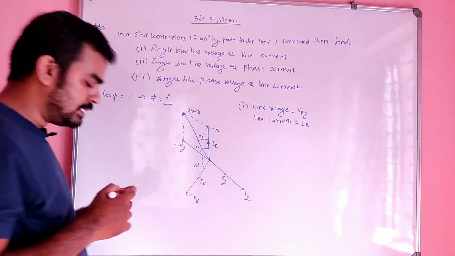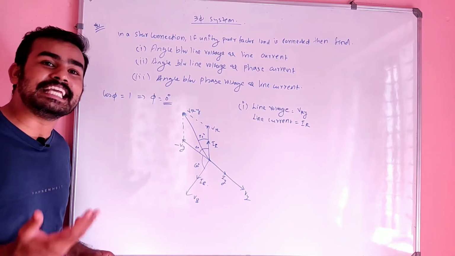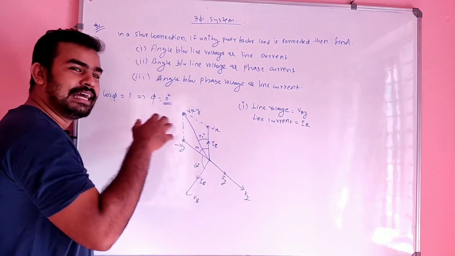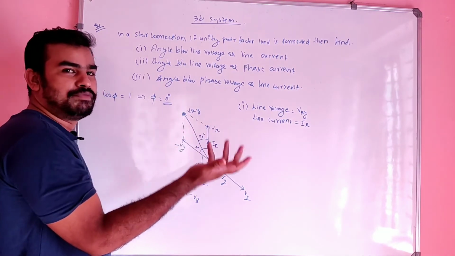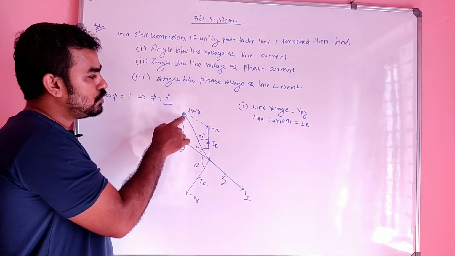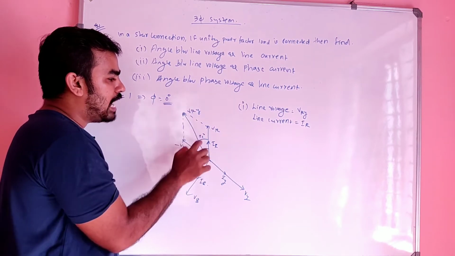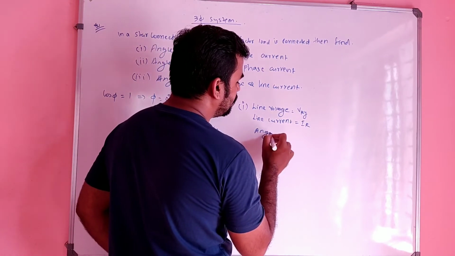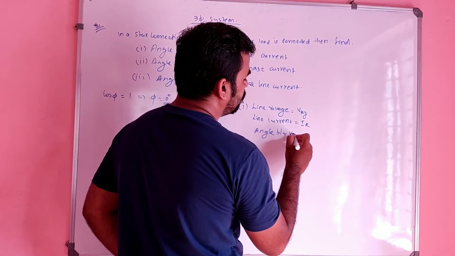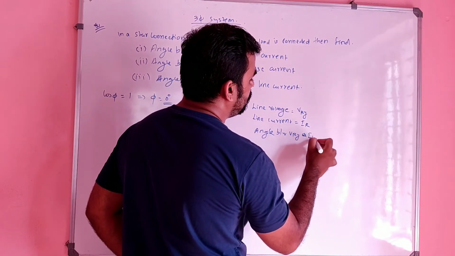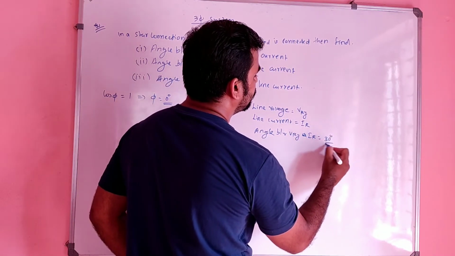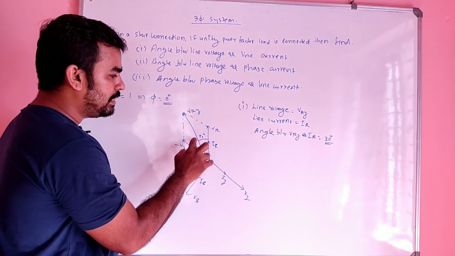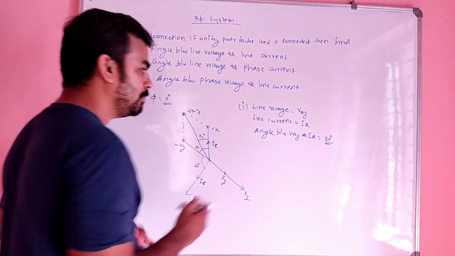Because in a star connected system, line current and phase current are the same. In a star connection, both line current and phase current are same, right? So there is no need to find other currents. This IR is the line current. So we have to find the angle between VRY and IR. The angle between VRY and IR will be 30 degree. Correct or wrong? So that is the answer for question number 1.